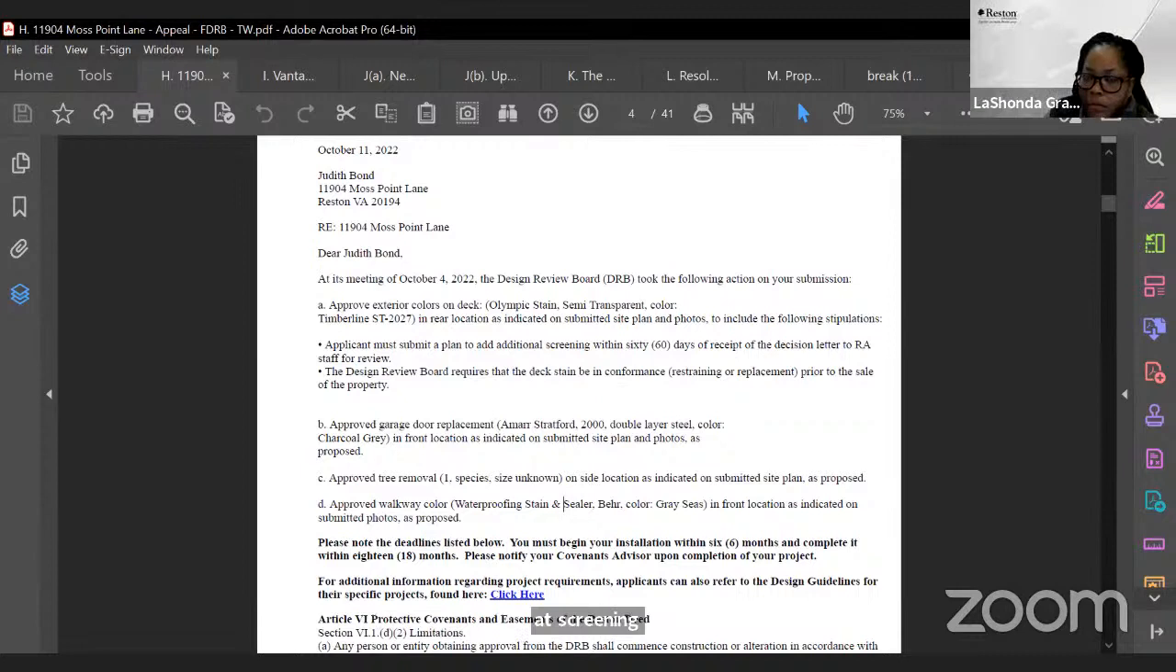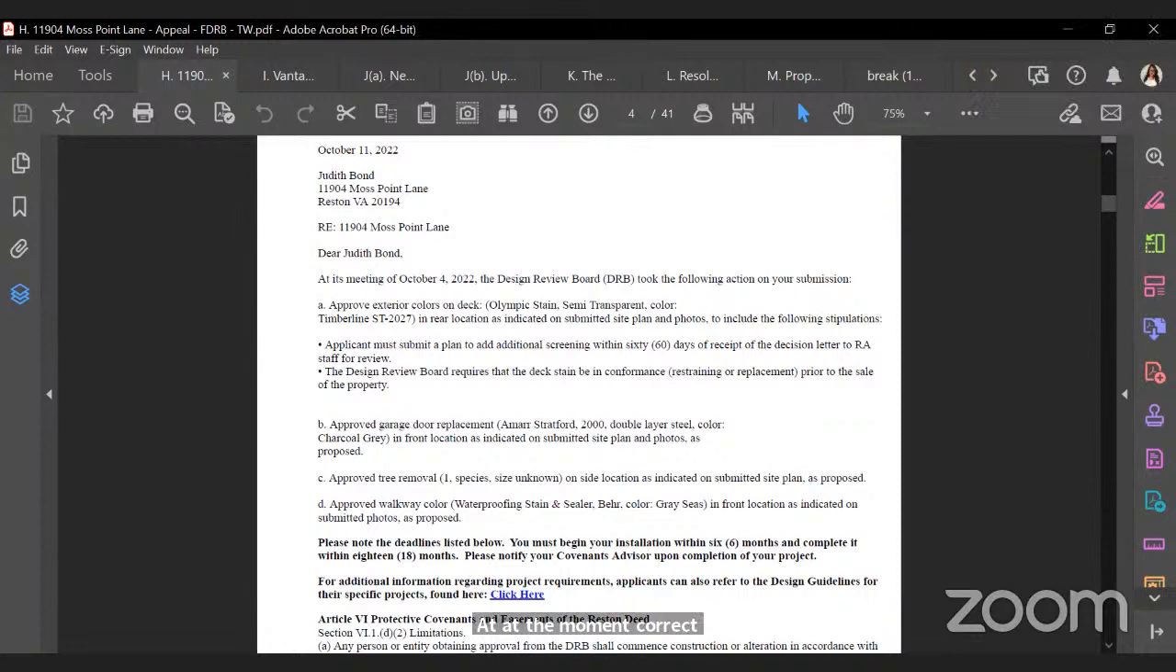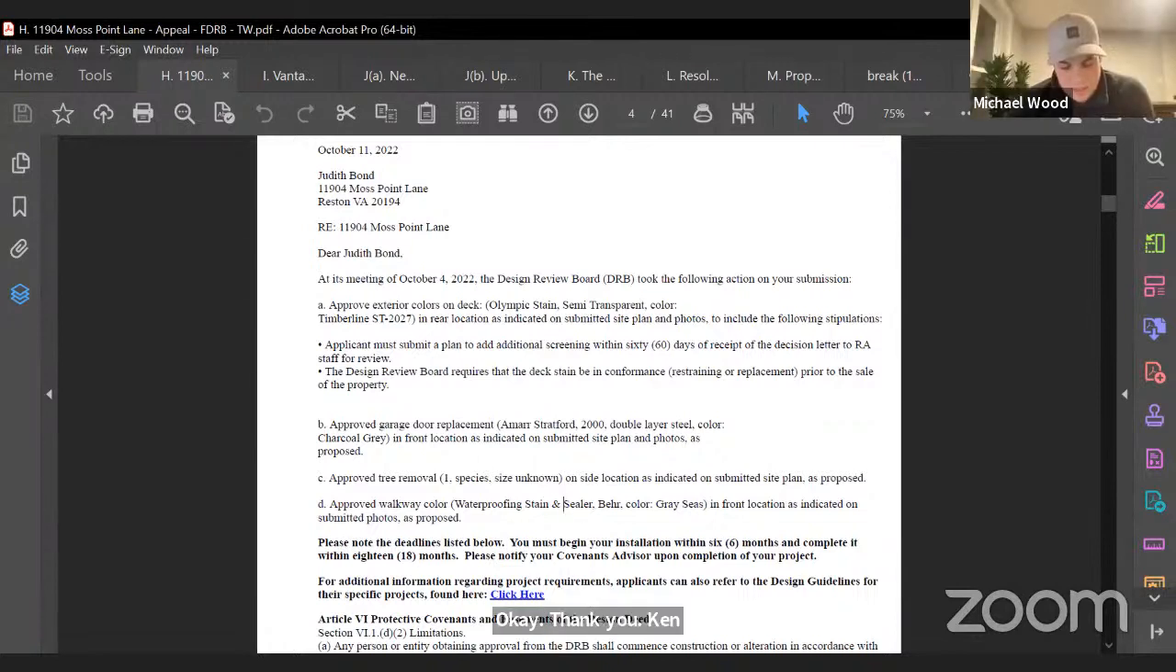Okay, but our motion currently still states that they need to supply a plan to you within 60 days at the moment, correct? Yes, the DRB decision is that, but the homeowner is appealing that decision for that reason. Thank you, Cam. So I think what we need to do is, I think staff, from this motion, I don't think we need to open the whole can of worms again.